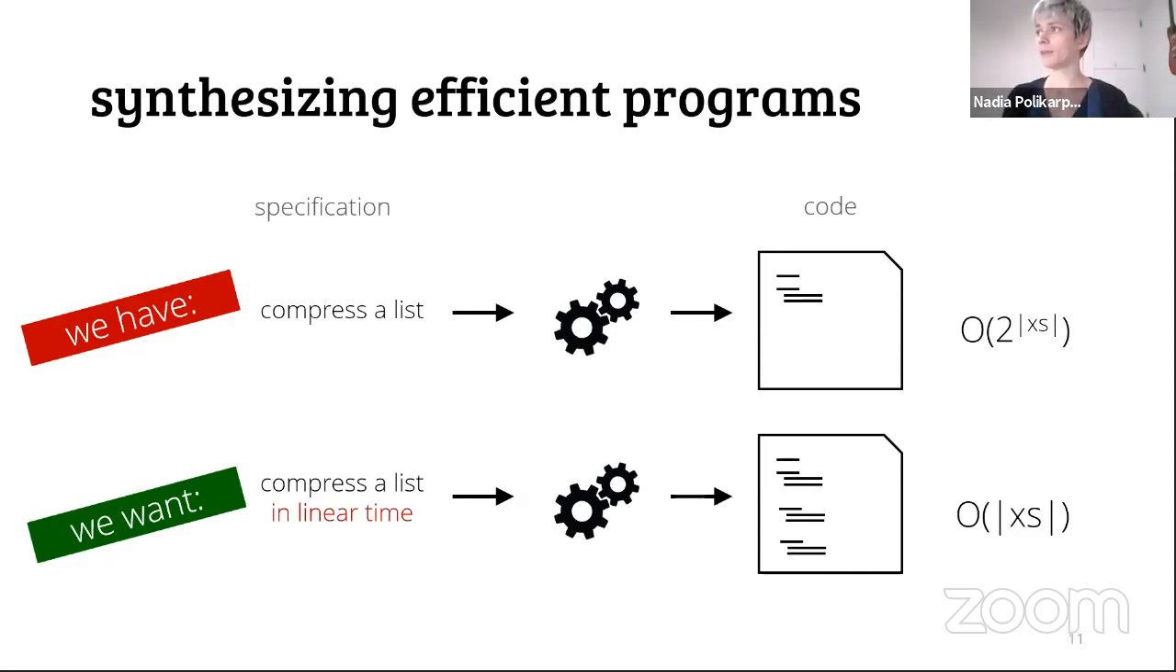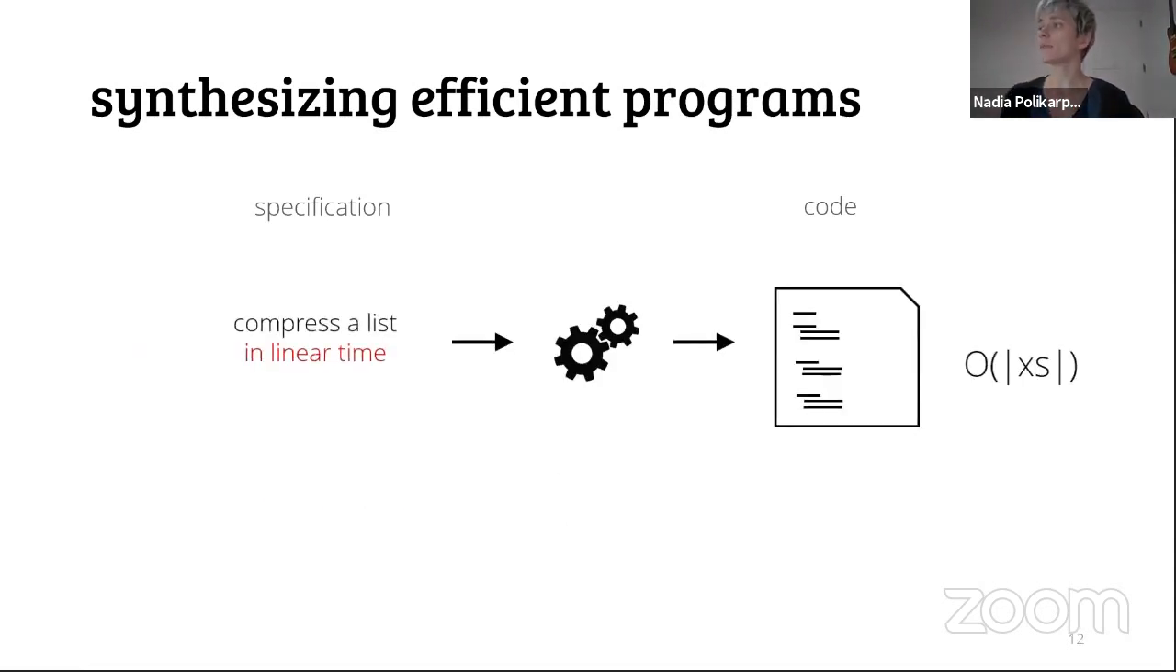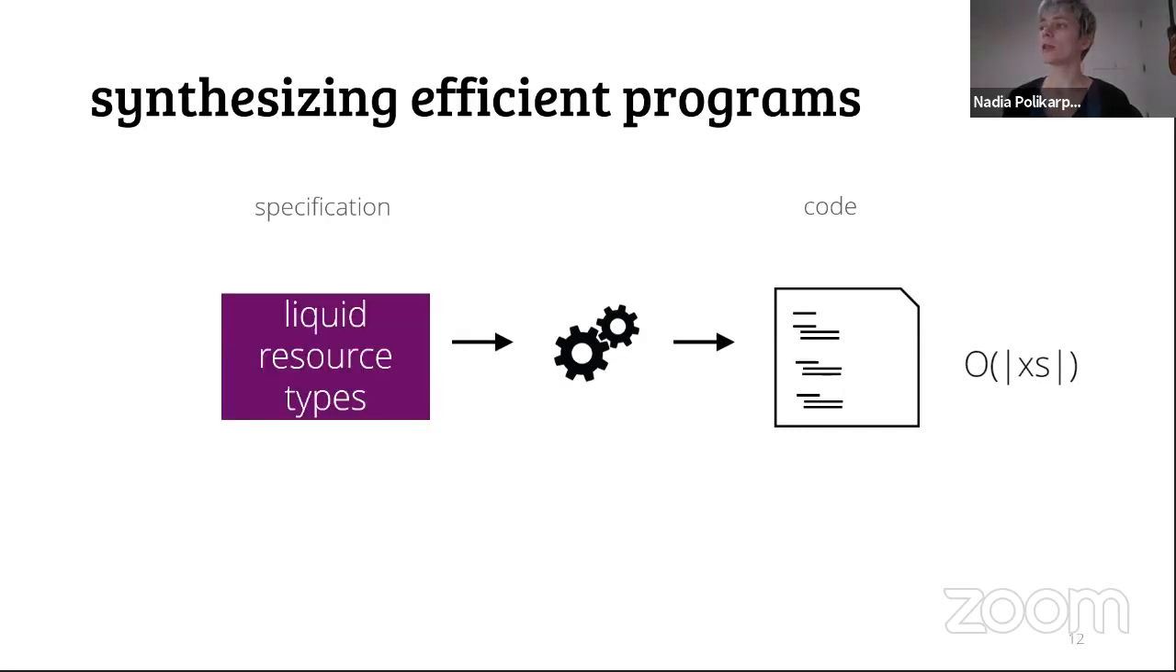This is what motivated me to start working on this project. Okay, so in particular, to achieve this goal, this work proposes a modification to the liquid type system that we call liquid resource types, which basically allows you to describe and to reason about both the functional properties of a program and its resource consumption, right? And this is what this talk will mainly be about. And we implemented this type system in a synthesizer that we call Resyn.